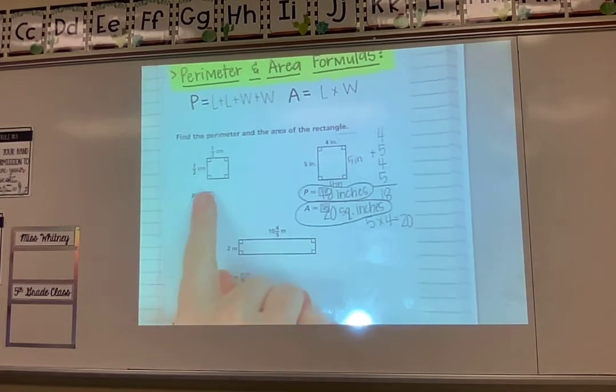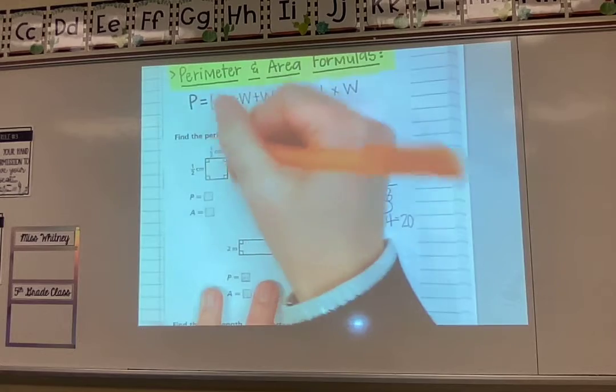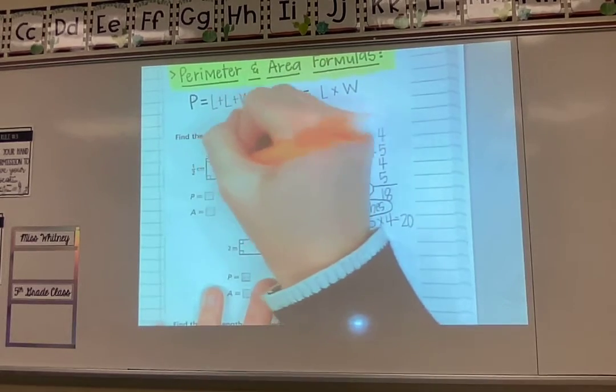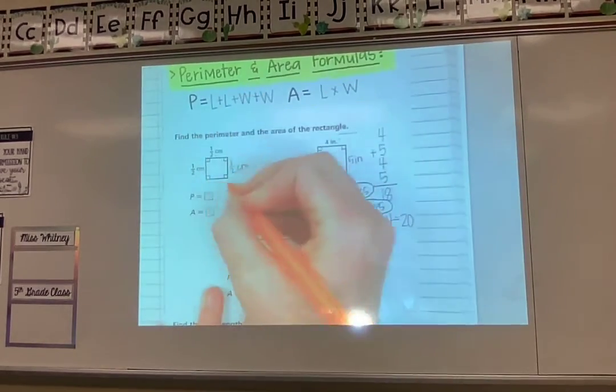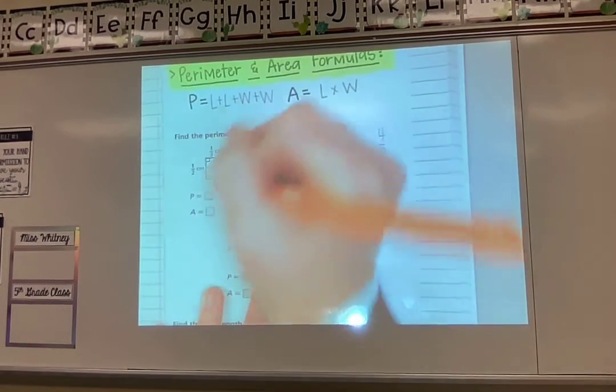Let's hop back to this rectangle now and do this one. First, I notice two sides are blank. Let's get those filled in. So this side would be 1/2 centimeters. And my bottom side would be 1/2 centimeters. I have all my sides filled in.